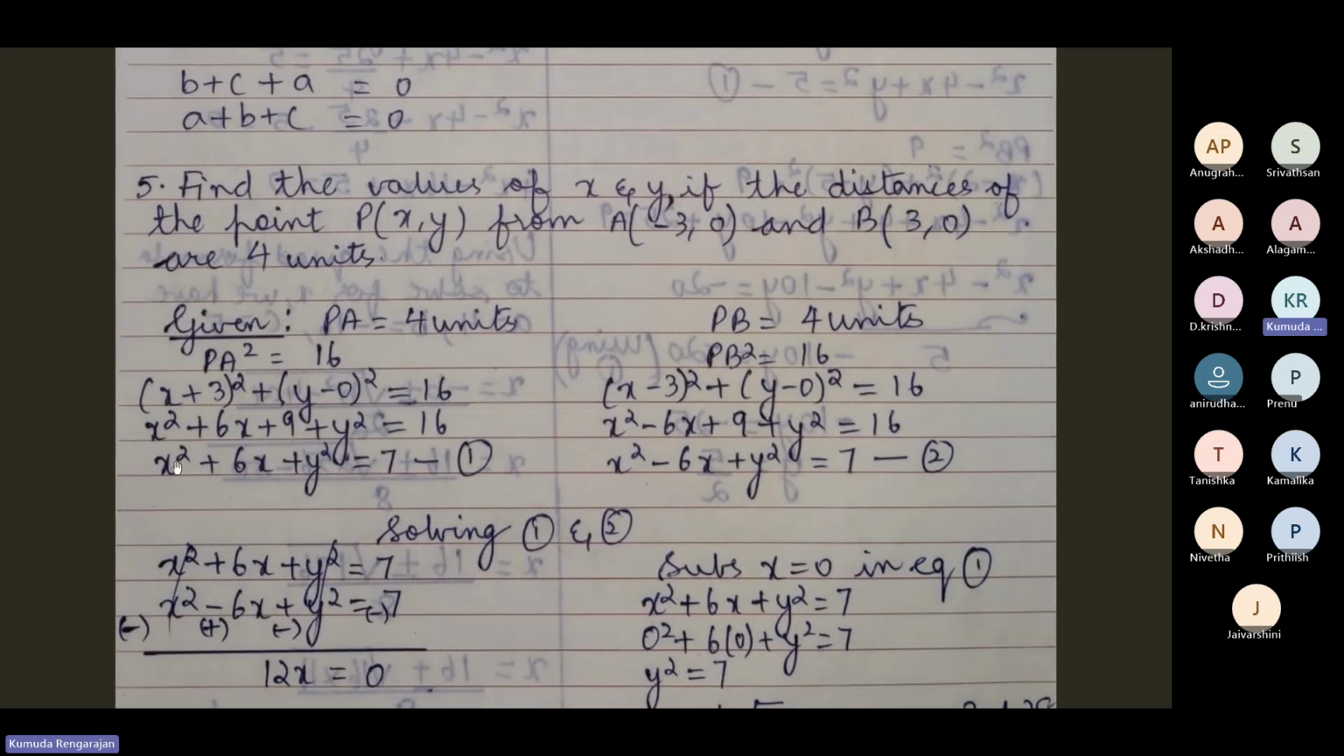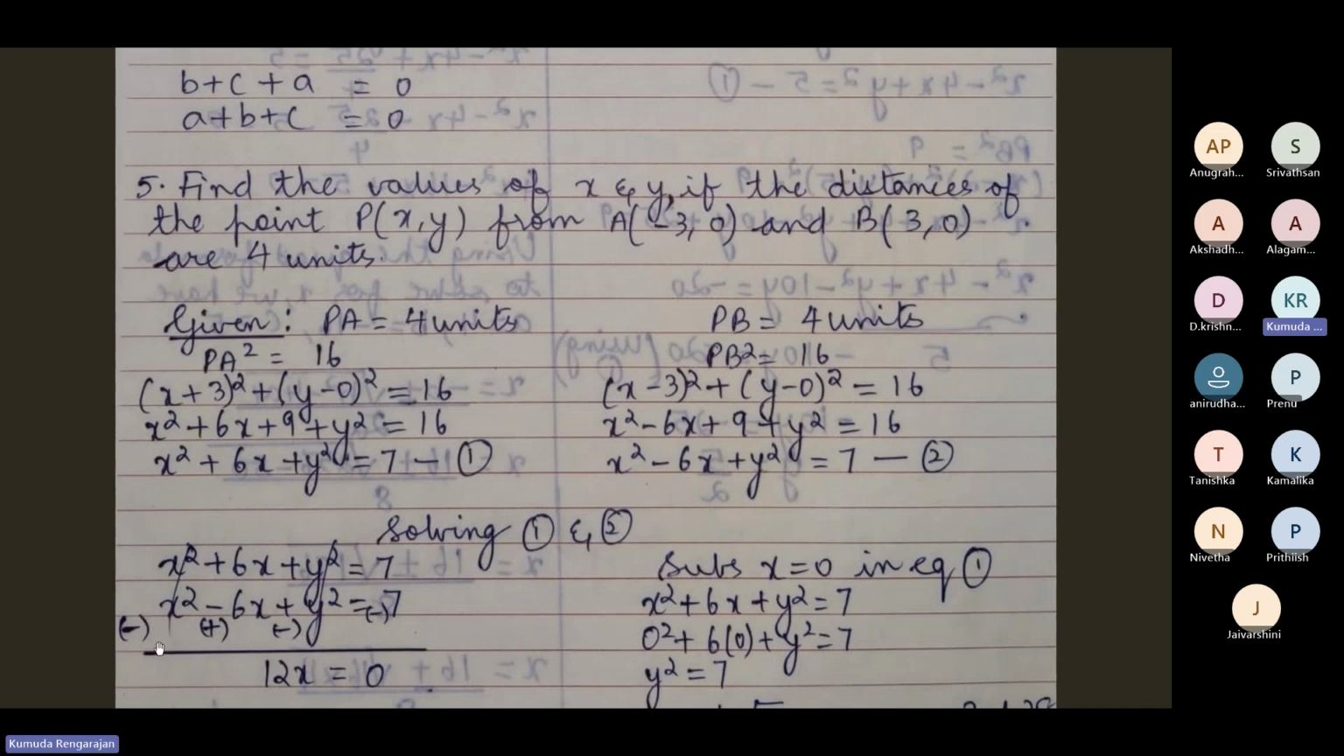So you can equate x square plus 6x plus y square is equal to x square minus 6x plus y square. RHS is equal to RHS, so you can equate LHS is equal to LHS. Or you can subtract like this. You can write the equations one below the other and subtract the two equations. In the second equation, change the signs throughout.